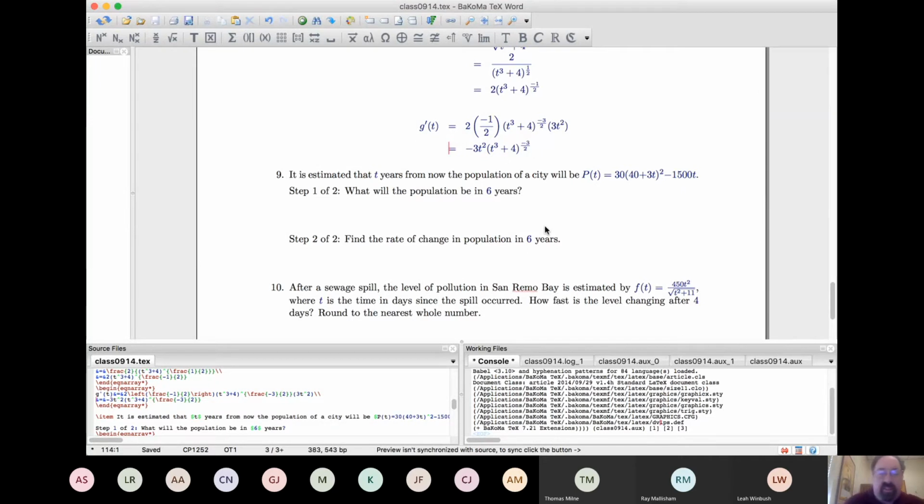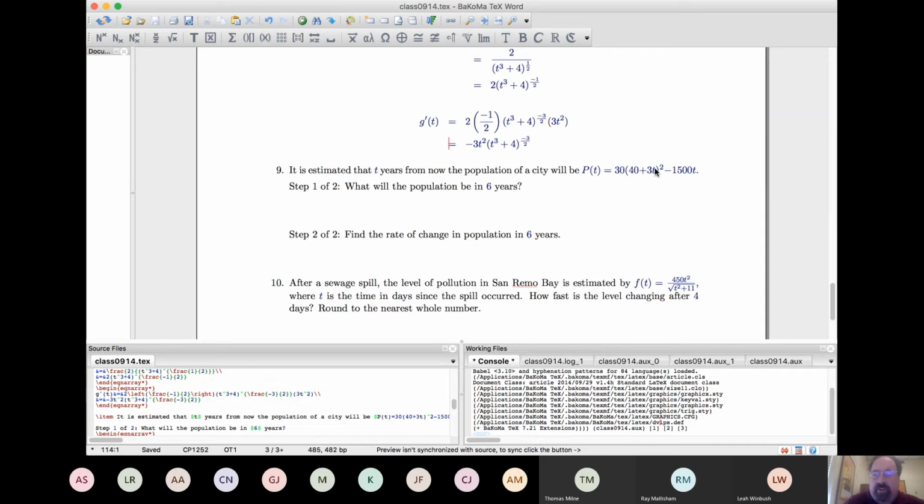All right, now we get into the lovely word problems. Here we have this function that models a population. You've had problems exactly like this in previous lessons. Now that you have more differentiation rules available, they can use a wider variety of functions. So here we have a function of a function. This whole 40 plus 3t, the whole thing's being squared.